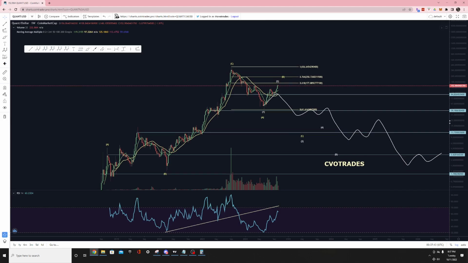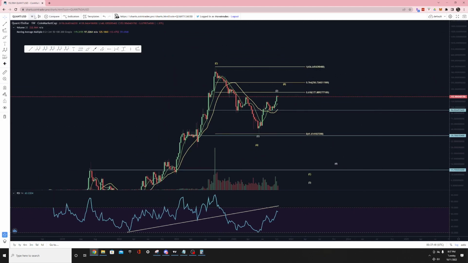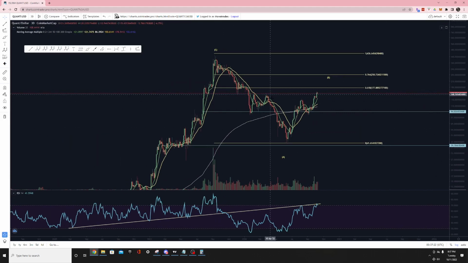And then on the way down, it looks like it can be counted as a 3-wave, but you know me, I'm bearish, so I have it as some kind of impulse.